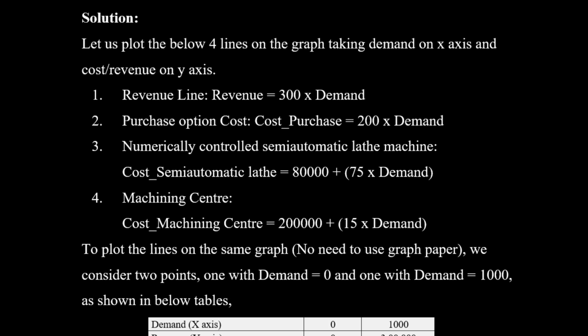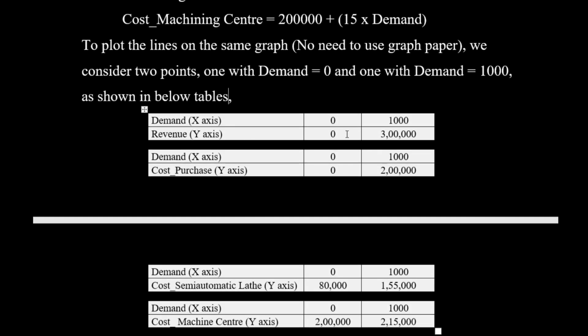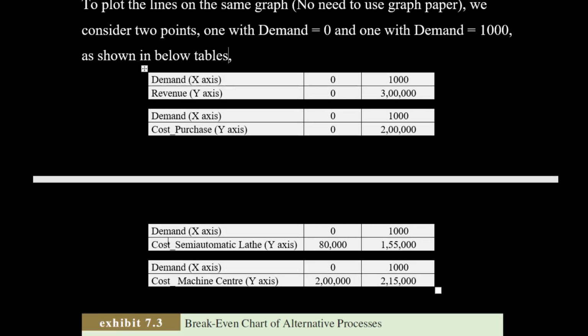For drawing each of these lines we will require 2 points. So we are going to use demand 0, what is the revenue or the cost, and with demand 1000, what is the revenue or cost. So for each line we have created 2 points here. For the revenue line it will be 0, 0 and 1000, 300,000. For cost of purchase, it will be 0, 0 and 1000, 200,000.